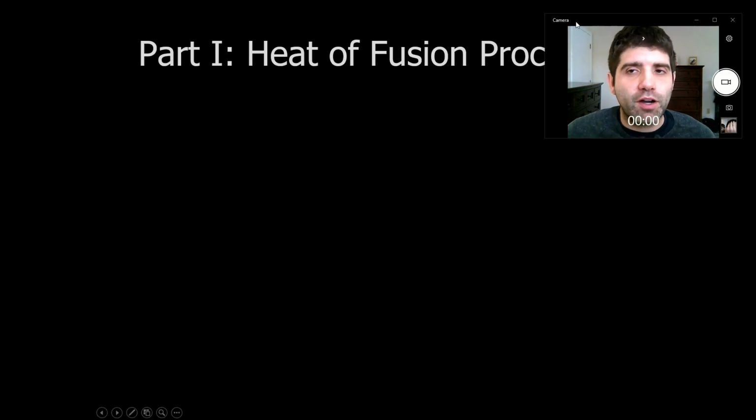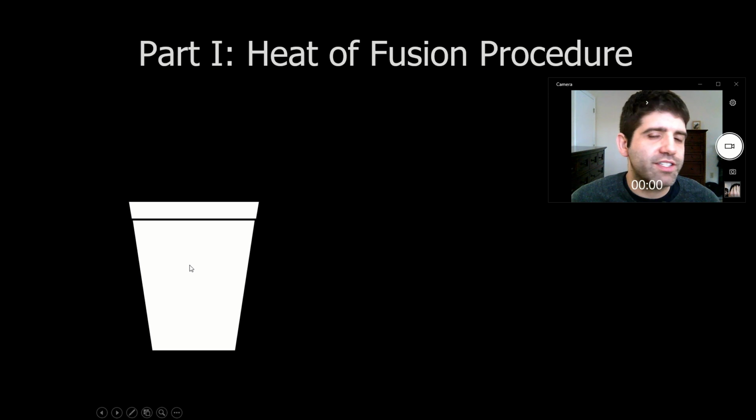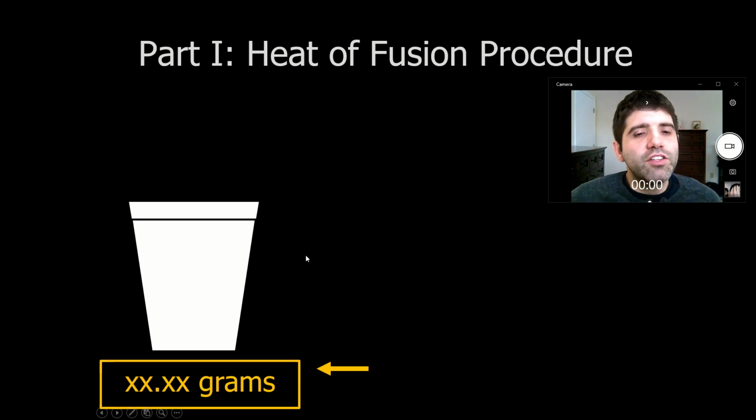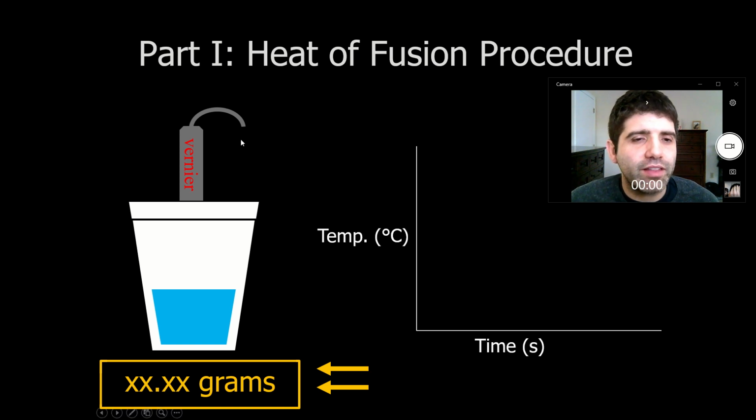So for the first part, to determine the heat of fusion for ice, what we were going to do is carry this out in a calorimeter. That's just a styrofoam cup. So the way we can do this is we first have to measure the mass of the cup, put in some water, mass it again, put a thermometer probe in, and then have the LabQuest measure temperature over time.